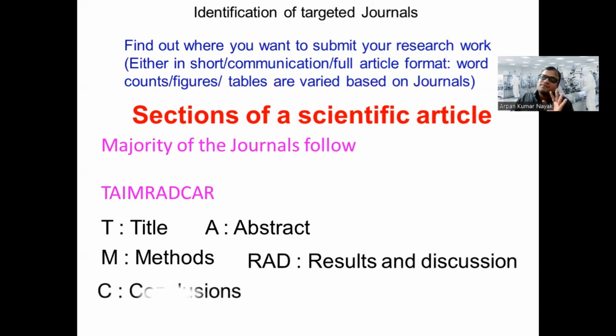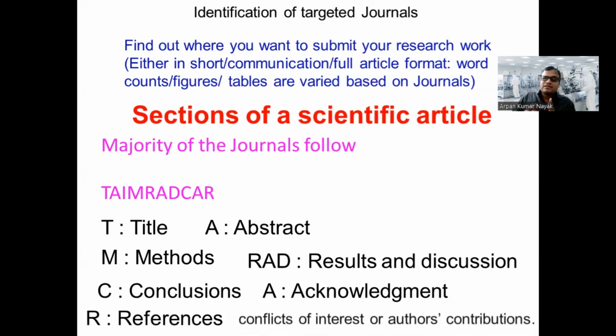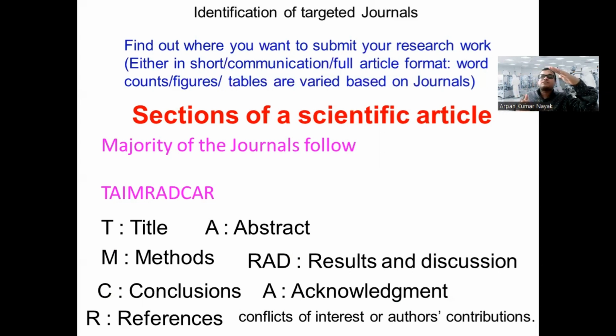Then A, if any acknowledgement will be there. Then R means references should be there. And we can also keep the conflict of interest or author's contribution. So these are some sections of a scientific article.